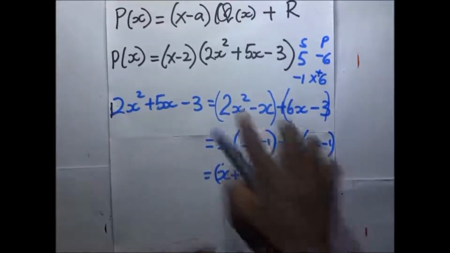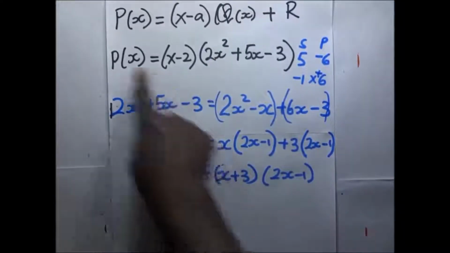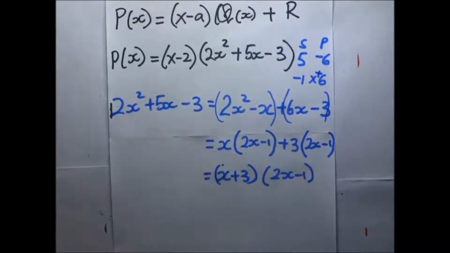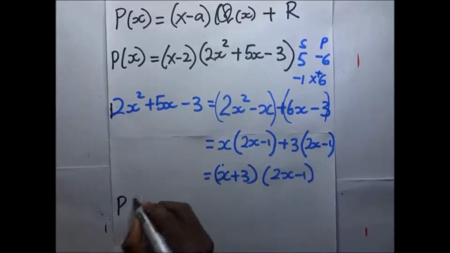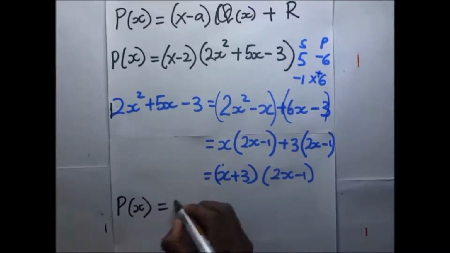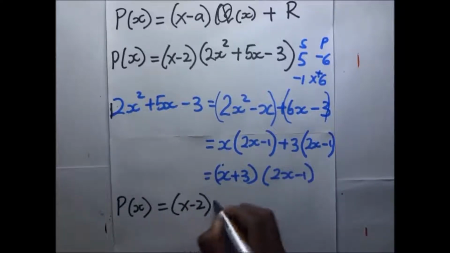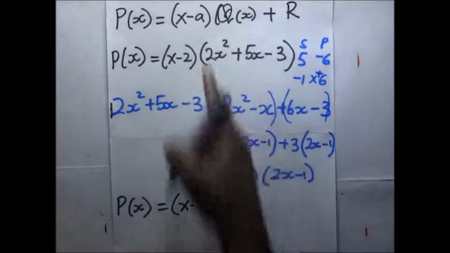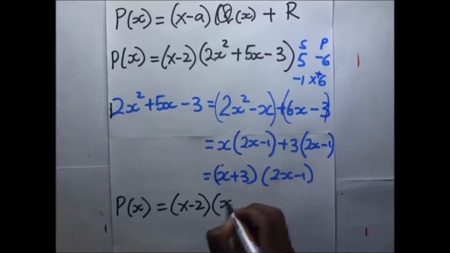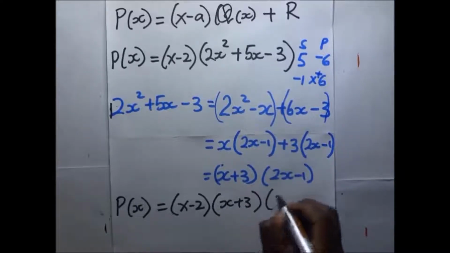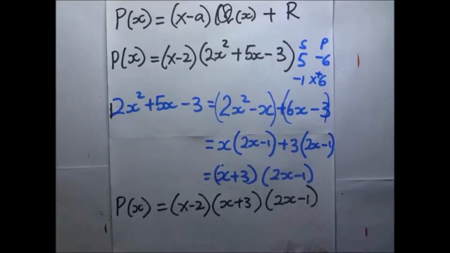So these now come and replace this. It means that our original statement there is going to become p of x, which is our polynomial, is going to be equal to x minus 2. Multiply that by this, which has now become this, x plus 3 into 2x minus 1, like that.